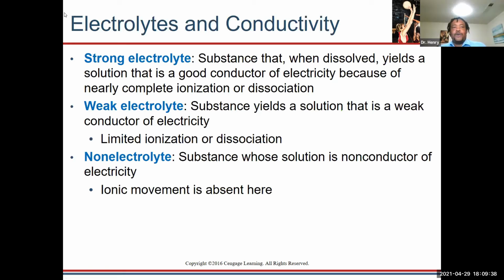Okay, so strong electrolytes dissolve almost completely. In other words, they ionize. Ionize basically means that they form ions, or they dissociate, or they dissolve, right? So they form that positive and negative. You have a lot of them in solution, a whole bunch of them. Whereas with weak electrolytes, you only have a little bit in solution, right? So you get limited ionization or dissociation. And non-electrolytes will give you no dissociation, okay?